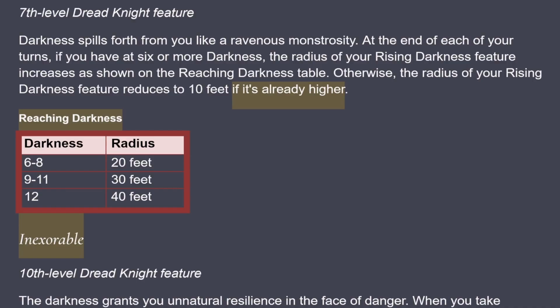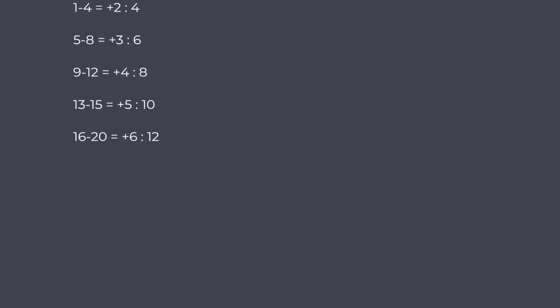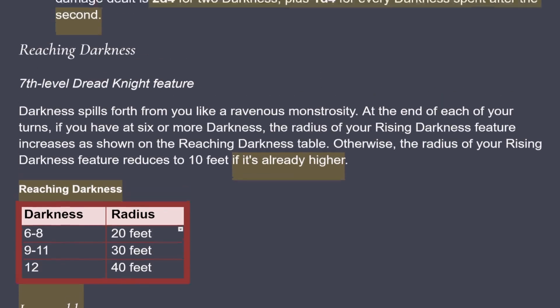Essentially, once you reach 6 darkness points, so let's say starting at level 5 and then at level 7 when you get this, you have up to 6 darkness points available to you. Come level 9, you'll be able to have up to 8, and then you have to wait till level 13, essentially, to get to the next tier. The next tier, 9 to 11 darkness points, changes the radius to 30 feet.